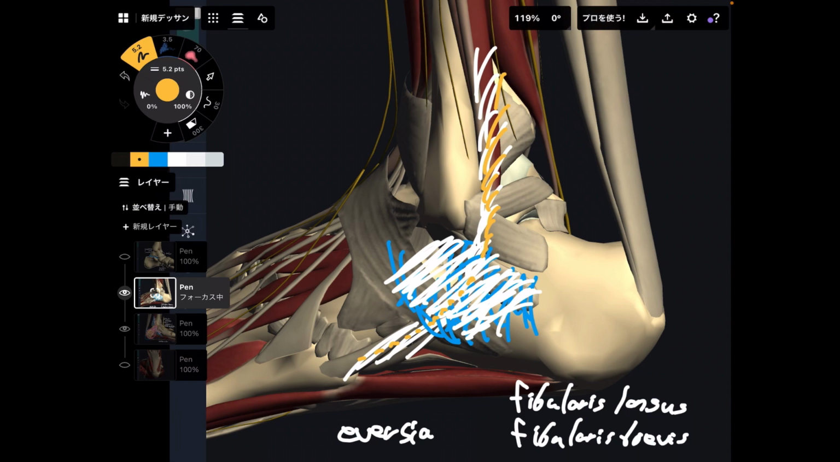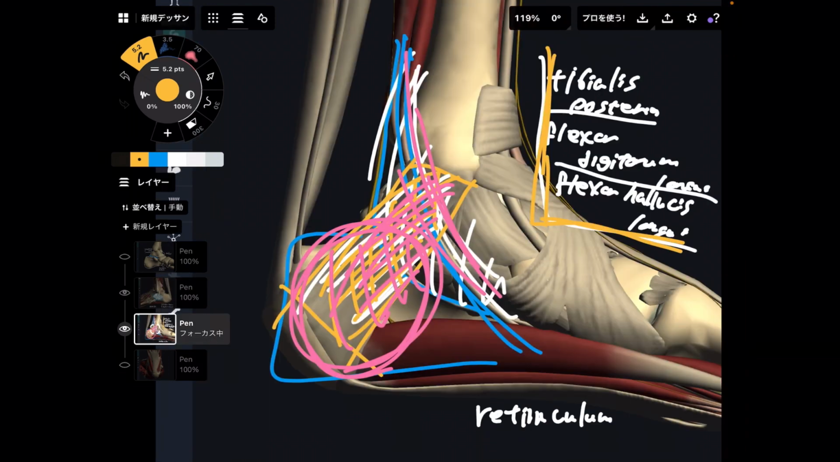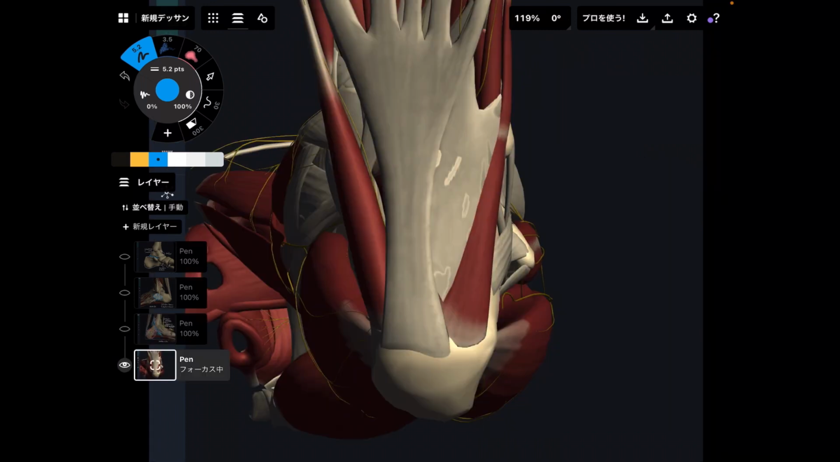Very, very important place. Let's go back to the medial part again. Imagine this is the retinaculum. Beneath the retinaculum, three muscles run here. Either the three muscles or retinaculum tightness inhibits eversion. So that is the medial part and lateral part. Let's go to the inferior part, the bottom part. This is where the calcaneus is.